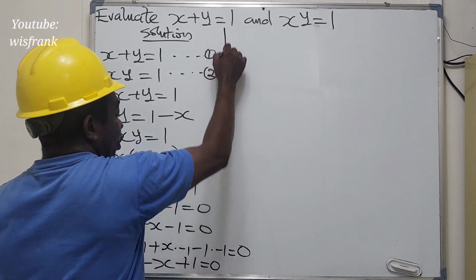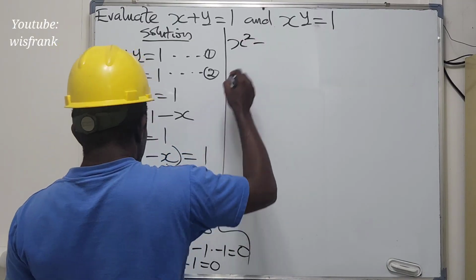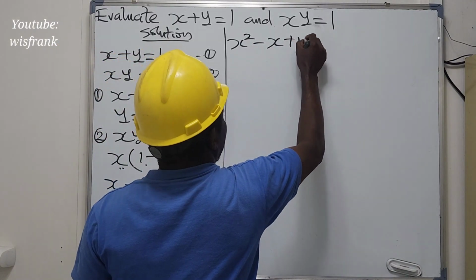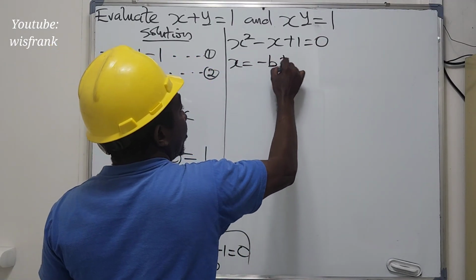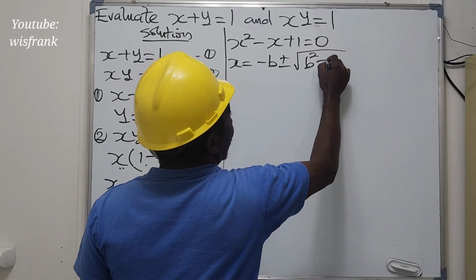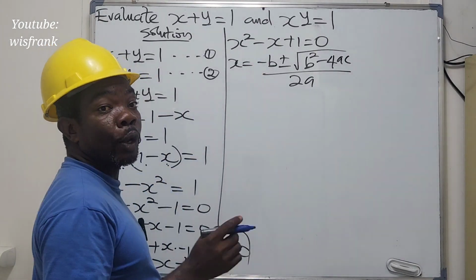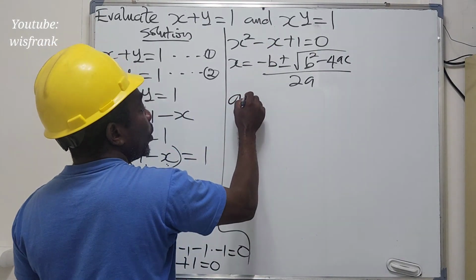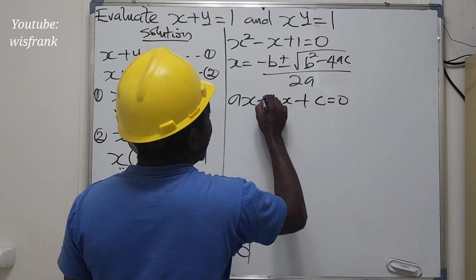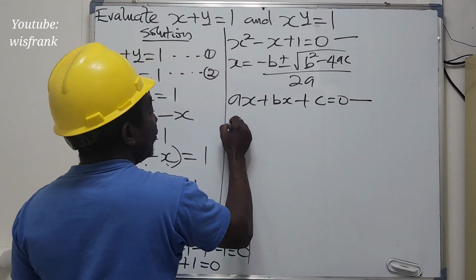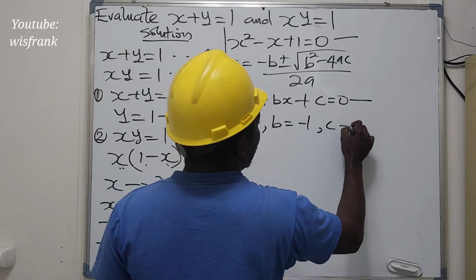And this is a quadratic equation. We are going to use a quadratic formula to find the value of x. So we have here x to the power of 2 minus x plus 1 equals 0. Quadratic formula is in the form x equals minus b plus or minus square root of b to the power of 2 minus 4ac, all over 2 times a. If we equate this equation with the quadratic equation, which is ax squared plus bx plus c equals 0, our value of a equals 1, our value of b equals minus 1, and our value of c equals 1.